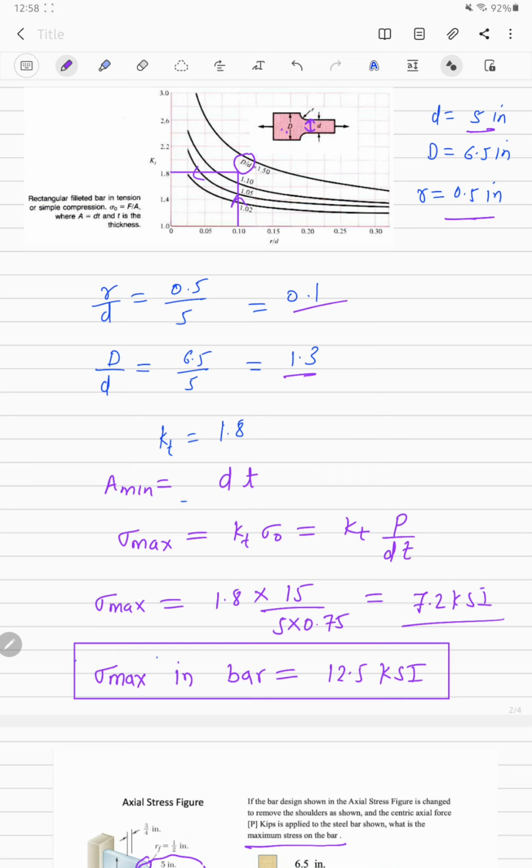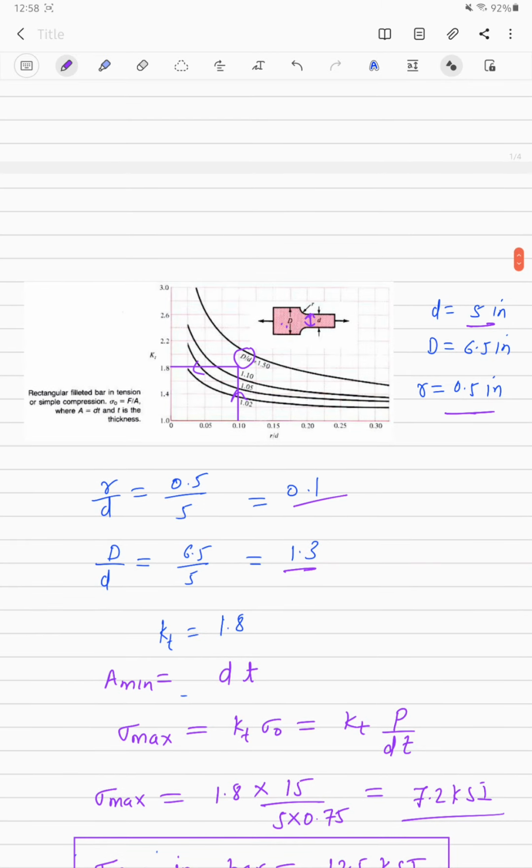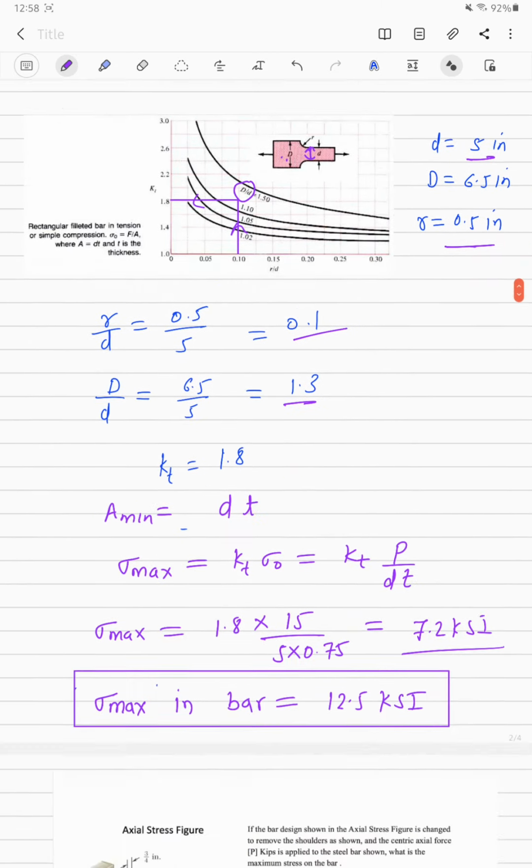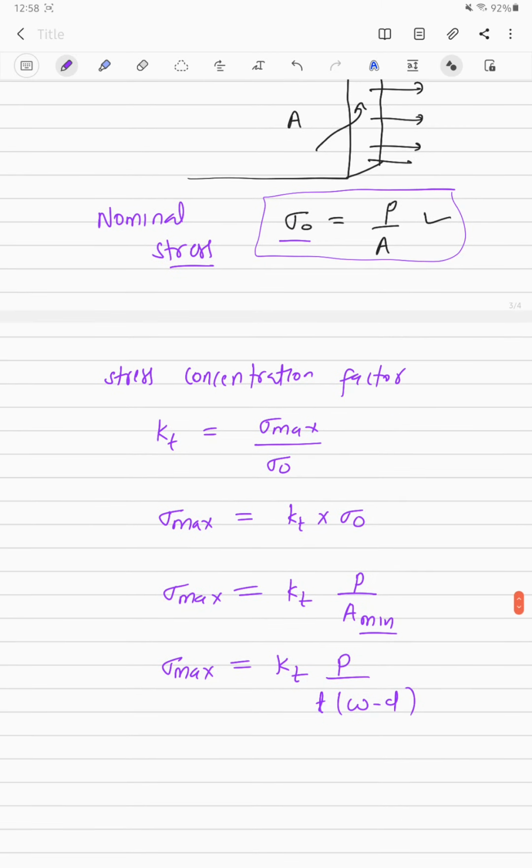Guys, keep in mind, if the problem relates to stress concentration, we have to find just KT, and the rest is very easy because there are only two simple formulas. KT we can find from the graph. Sigma max will be KT into sigma naught, and sigma naught will always be the applied load divided by the minimum area, which can be easily calculated from geometry.